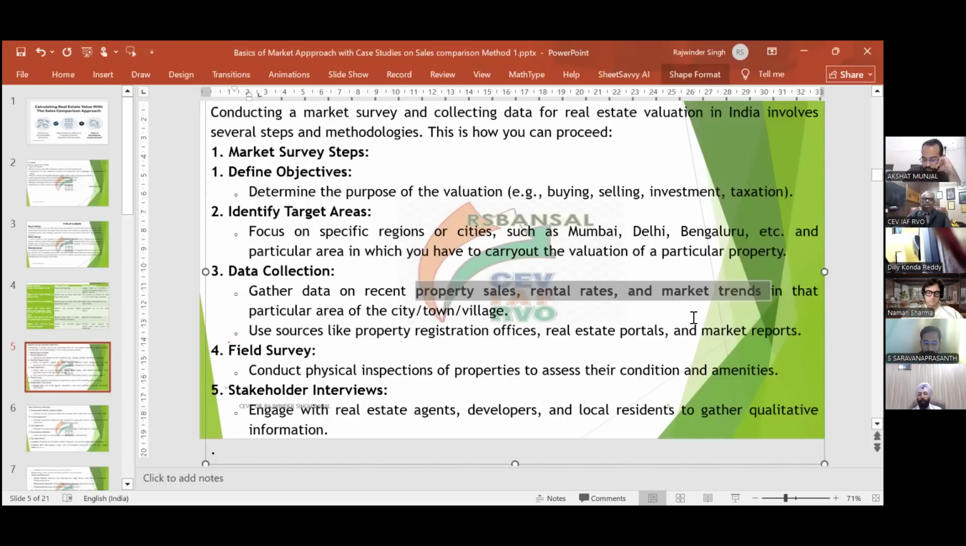You have to collect the data about those properties also, and the amenities provided there. And then you can have interviews with real estate agents. You can engage with real estate agents, developers, and local residents to gather qualitative information. These are the persons from whom you can get qualitative data. Also from the local residents, you can collect data about any problem with the property, legal hurdles, or some other problem with the property.